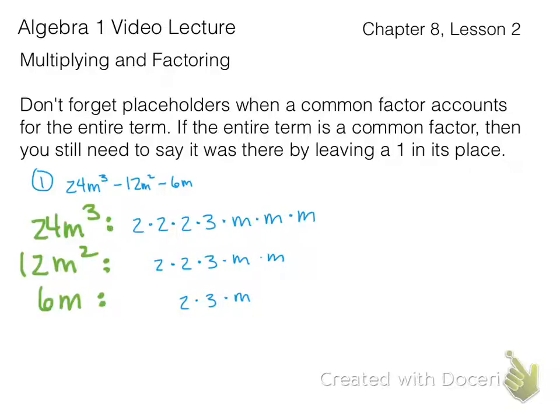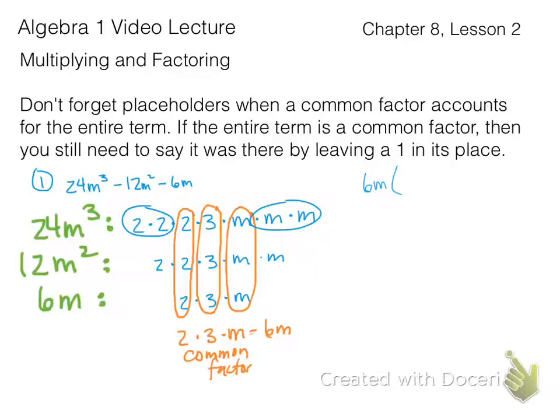Circle the common factors. We've got 2's in everything, 3's in everything, and an m in everything. So the common factor is 6m. So that's what I've pulled out right there, 6m. So what's left over in the first term? 2 times 2 times m, which is 4m to the second. What's left over in the middle term? Well, that would be a 2m.